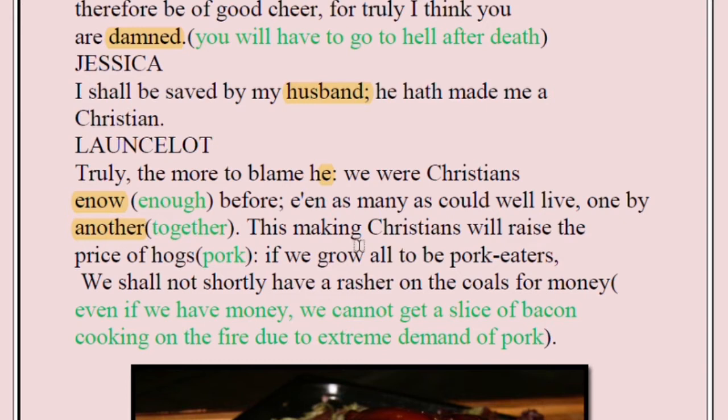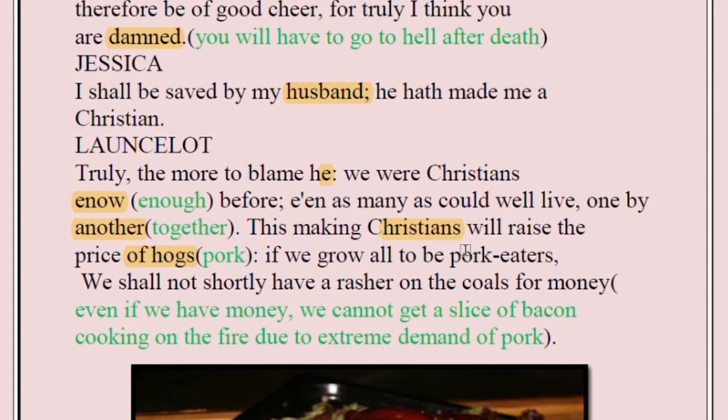And what had happened, because Lorenzo has married you and you have turned into a Christian, this making Christians will raise the price of hogs. You see, the Jewish people did not have pork, that is pig's meat, but Christians have it. Because Lorenzo has turned you into a Christian, the number of Christians is rising. So what will happen is it will raise the price of pork. Why? Because Christians eat pork.